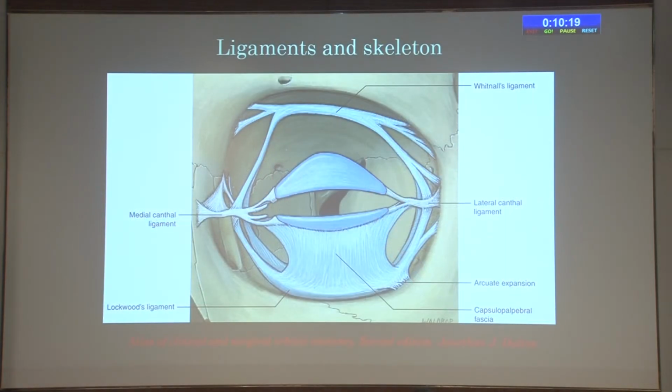So the skeleton of the eyelid is mainly formed by the tarsus. In the upper lid, it measures about 8 to 10 millimeters in maximum height, and in the lower lid it's about 3 to 5 millimeters. Both the upper and the lower tarsus give rise to the upper and lower crura of the medial canthal tendon and the lateral canthal tendon, which go on to insert onto the orbital wall on the medial and lateral side respectively.